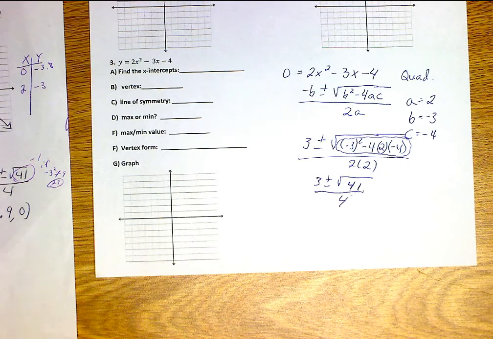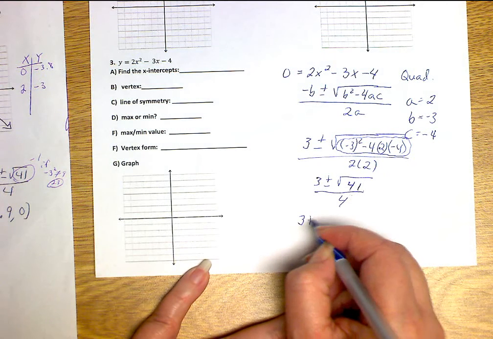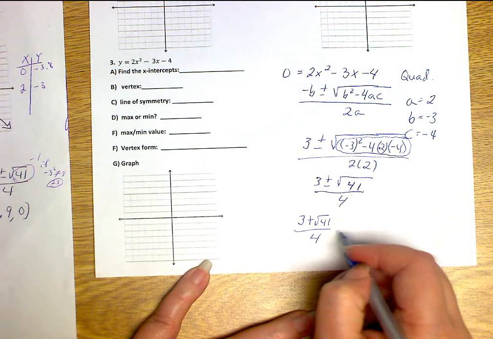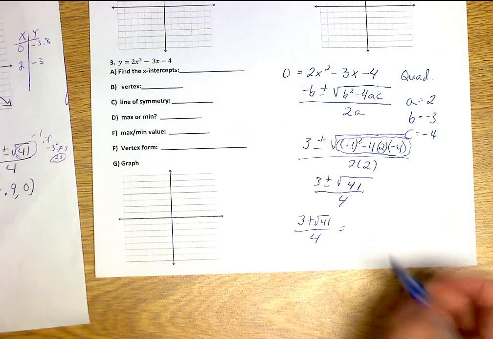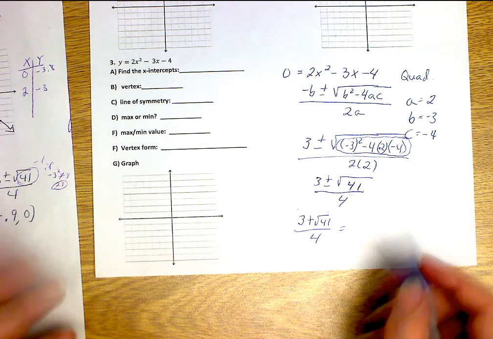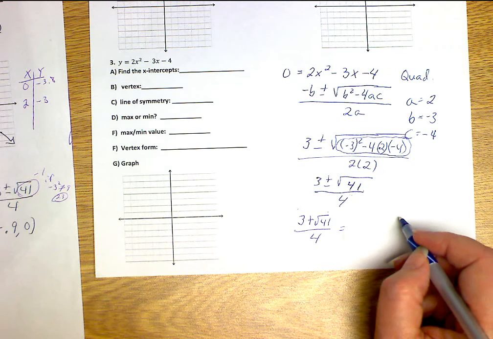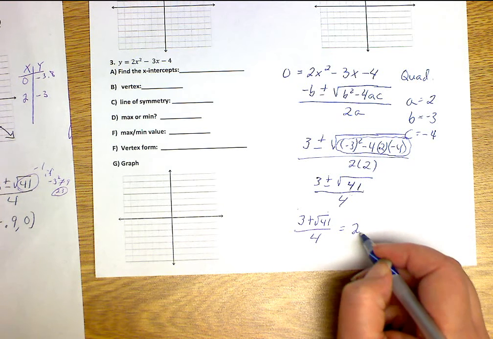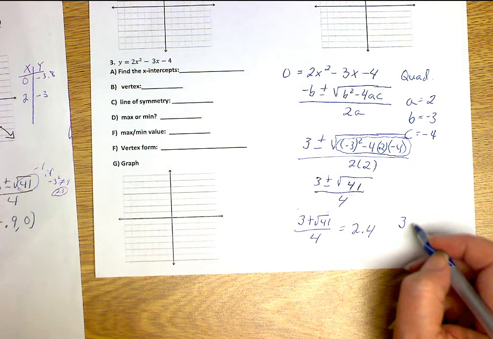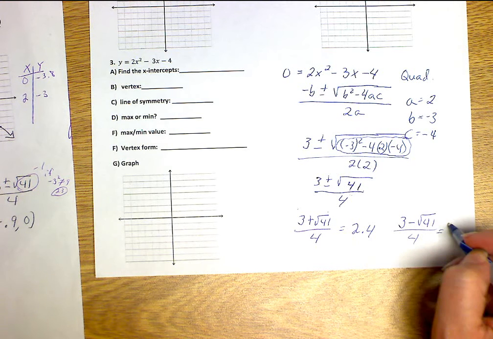All right, now in your calculator, you will do 3 plus the square root of 41, enter, divided by 4. Or put parentheses. Make sure you put the right parentheses. And then also do the one that's, I think this is 2.4. Yeah. And then this one, you would have 3 minus the square root of 41 divided by 4. And you should get a negative 0.9.